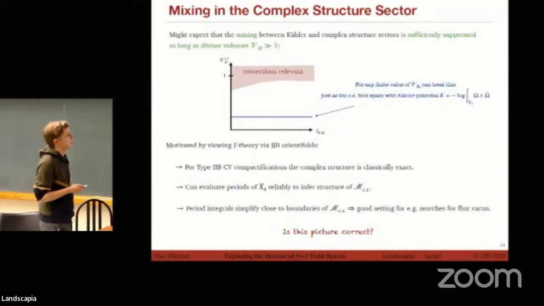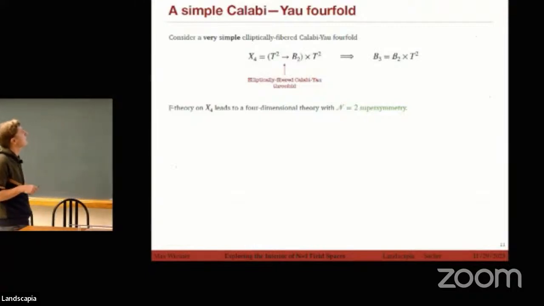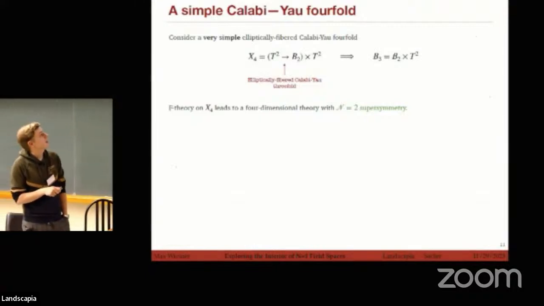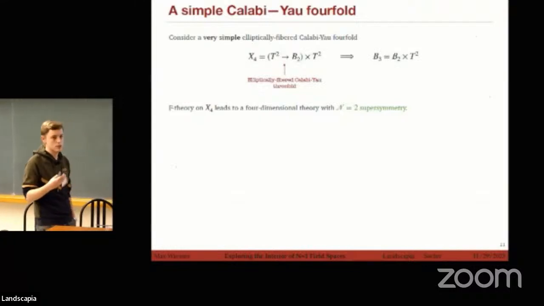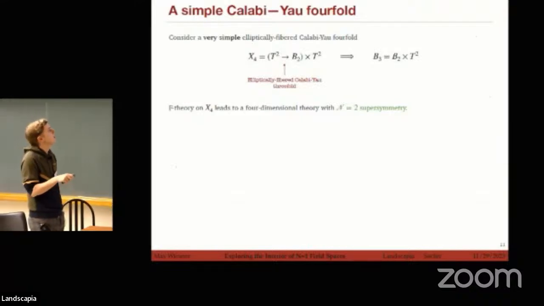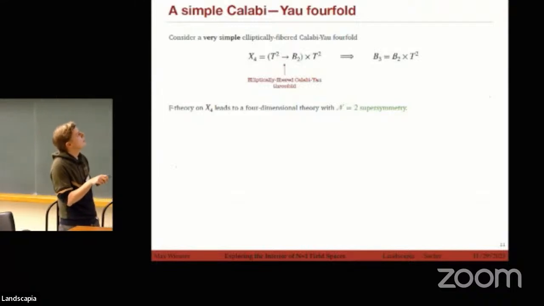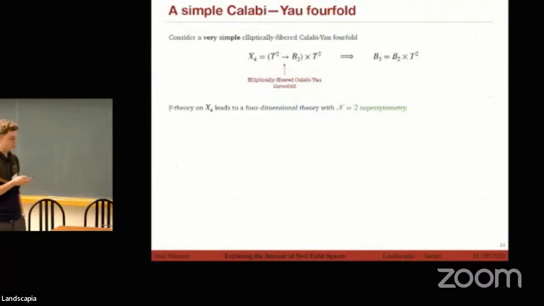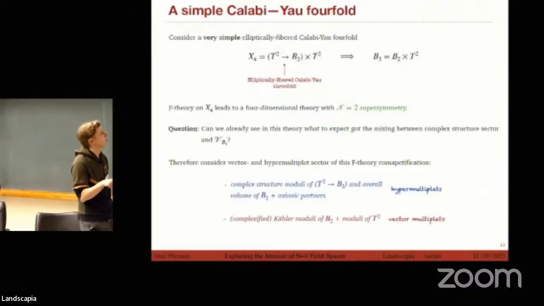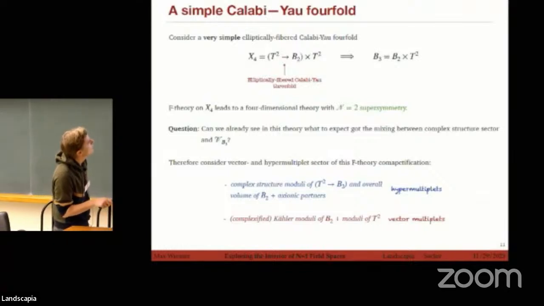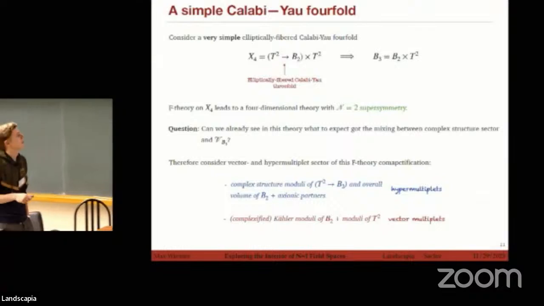But the question is, is this picture correct? Therefore, consider a very simple example of a Calabi-Yau fourfold: an elliptically fibered Calabi-Yau threefold times T2. So our base B3 is just B2 times T2. F-theory on X4 now leads to a four-dimensional theory with N=2 supersymmetry, but I would not immediately view this as some kind of orientifold. So the question: can we already see in this theory what to expect for the mixing between the complex structure sector and the overall volume modulus?